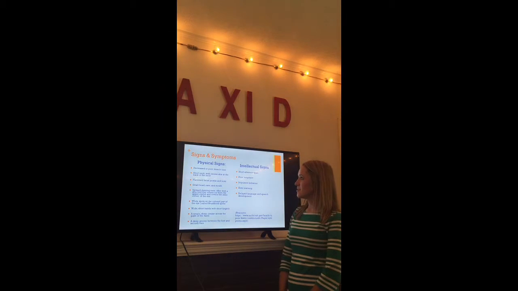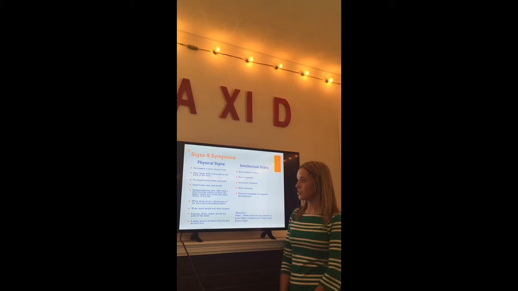There are many signs and symptoms of Down syndrome, including physical signs and intellectual signs. The physical signs are decreased or poor muscle tone, short neck with excess skin at the back of the neck, flattened facial profile and nose, small head, ears, and mouth, upward slanting eyes, often with a skin fold that comes out from the upper eyelid and covers the inner corner of the eye. White spots on the colored part of the eye, wide, short hands with short fingers, a single deep crease across the palm of the hand, a deep groove between the first and second toes.